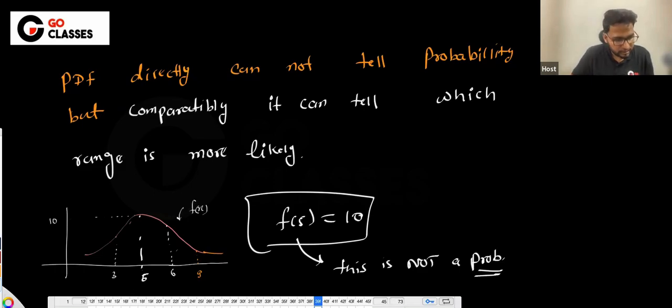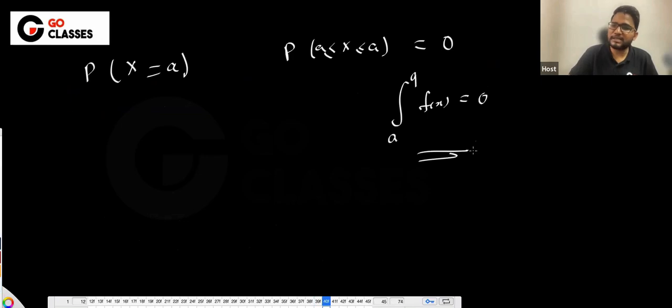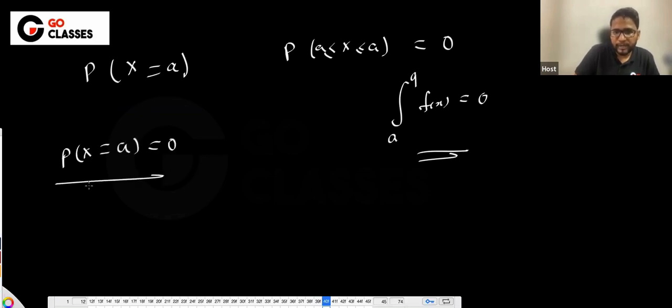Another thing that we should know is this. Suppose I ask you the probability of x being a, which means I'm asking the probability of x in between a and a. I will say it is 0. The reason is that the area from a to a under f(x) is 0. Mathematically, this is the reason. I will tell you the intuitive reason, but is it clear to everyone mathematically that the probability of x being a is 0? From a to a, it is 0.